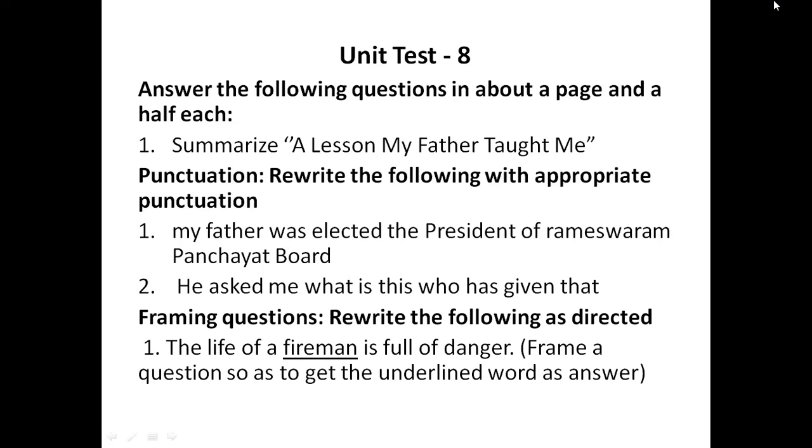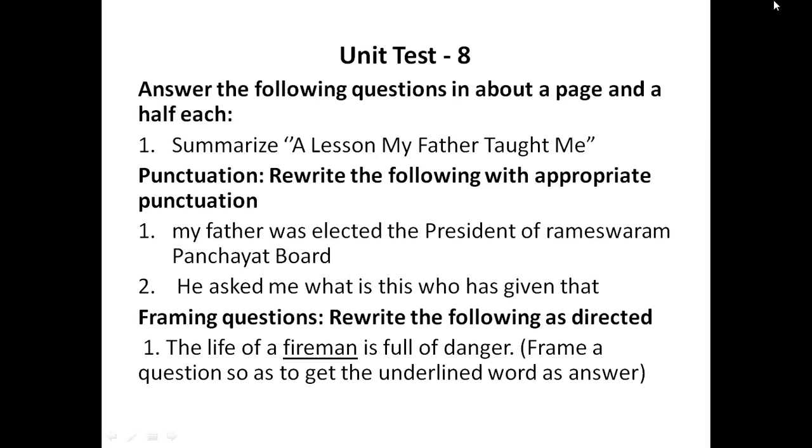Now moving on to language components, the first section under that is punctuation. So recall the commonly used punctuation marks when you have to answer this. The commonly used punctuation marks are capital letter, full stop, comma, inverted commas, question mark, exclamatory mark, etc. So try to include the punctuation marks correctly in this particular section. Now the first sentence given under this section is, my father was elected the president of Rameshwaram Panchayat board. Second one, he asked me, what is this? Who has given that?